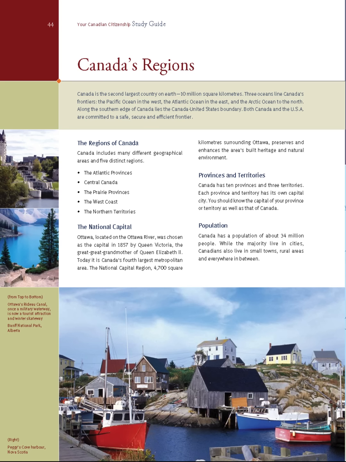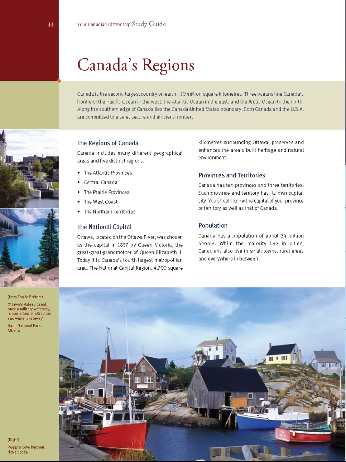The regions of Canada. Canada includes many different geographical areas and five distinct regions: the Atlantic Provinces, Central Canada, the Prairie Provinces, the West Coast, the Northern Territories. The national capital. Ottawa, located on the Ottawa River, was chosen as the capital in 1857 by Queen Victoria, the great-great-grandmother of Queen Elizabeth II. Today, it is Canada's 4th largest metropolitan area.